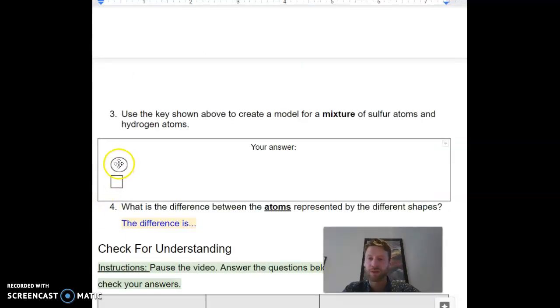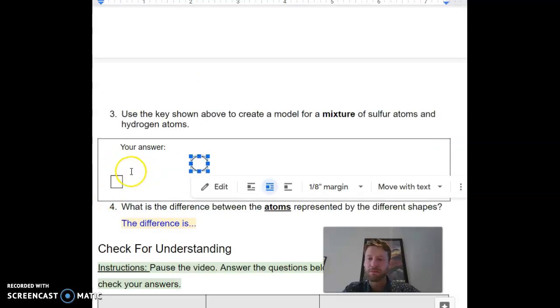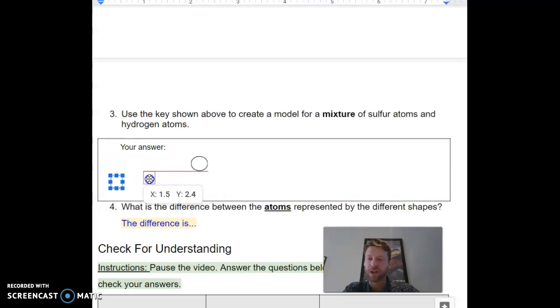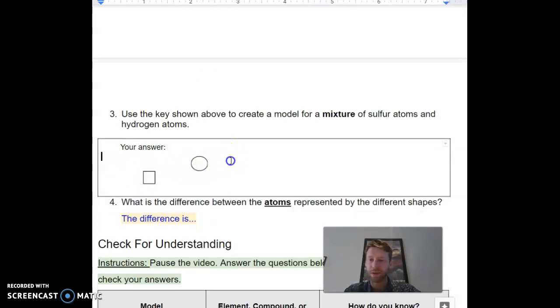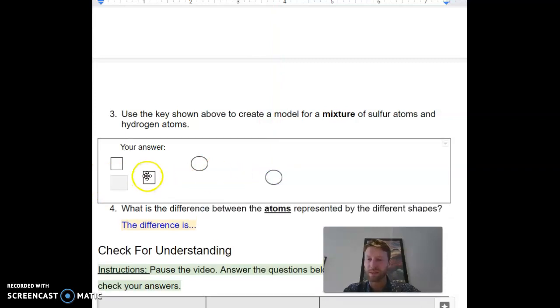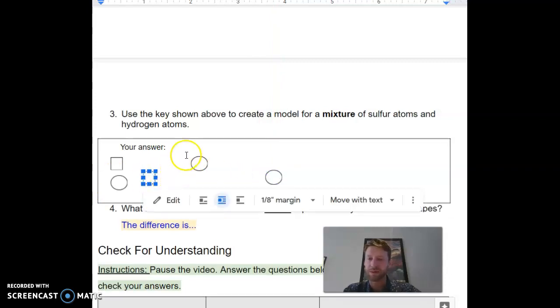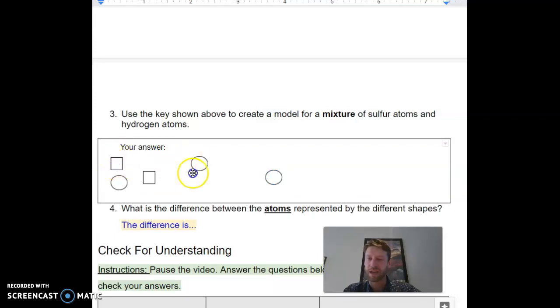Okay, at this point you should have finished question 3. So it's a mixture of sulfur and hydrogen atoms. So I'm just going to go ahead and copy and paste a number of different circles and squares that are not shaded in. I'm going to make sure that they're not touching each other. And I'm going to kind of space them out around this whole space here to represent this is a mixture made up of different sulfur and hydrogen atoms. Remember, we don't connect them together because they're not 1 compound.